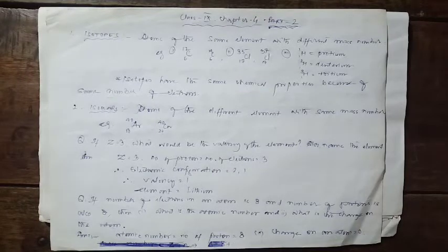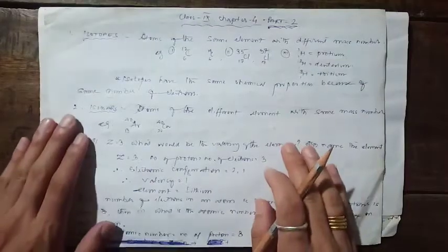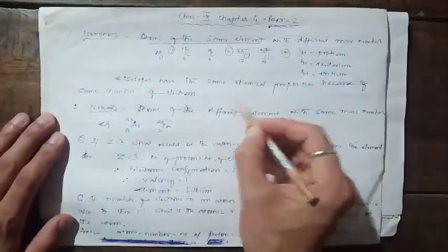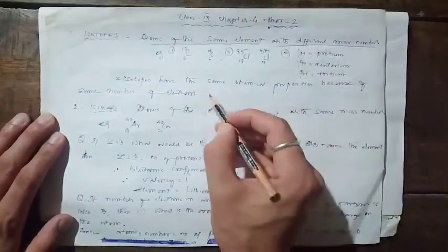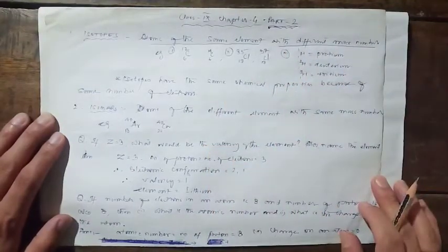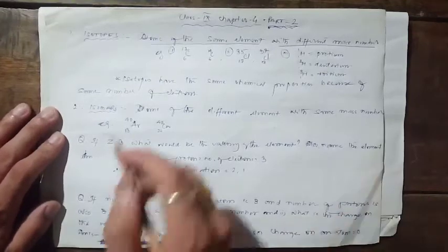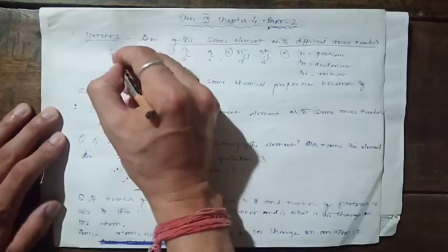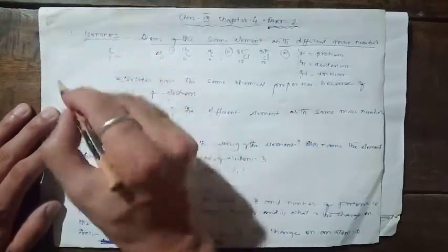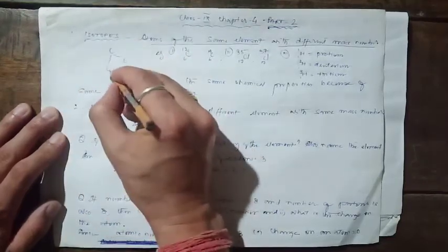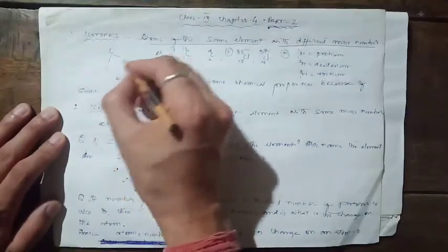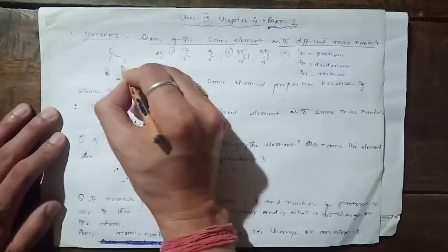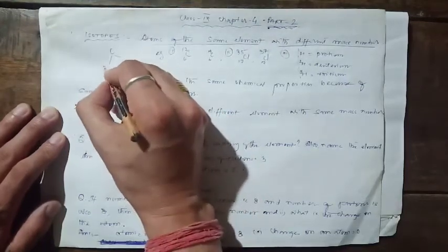Students, let's understand what isotopes are. Atoms of the same element with different mass numbers are called isotopes. What does it mean? Suppose you have an element, let's say carbon. Carbon is an element. Carbon has two different types of atoms. This is one carbon atom, this is another carbon atom, a different type of carbon atom. When I say different type of carbon atom, it means they have the same atomic number but different mass number.